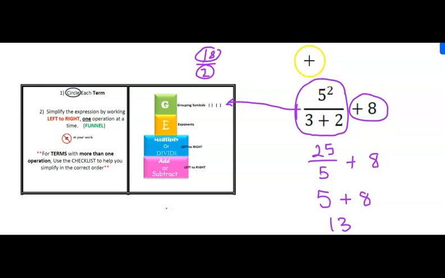Okay, if I were to rewrite this the long way, it would look like this: 5 squared divided by the quantity 3 plus 2. Okay, and that would be one big term. You'd look at this term and say, hey, I would add first because it's a grouping symbol. I'd square next because exponents come next, and I divide last. And that is exactly what we did.